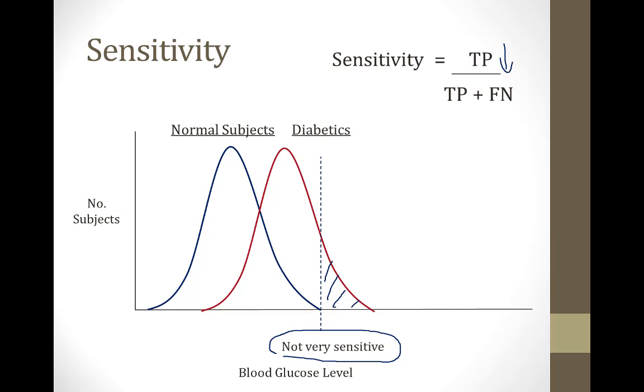And then the bottom number is true positives plus false negatives. And look at all these false negatives. All these diabetics right here are getting classified as false negatives. So this cutoff point way over here on the right is going to make the sensitivity very small. And this is where you put the cutoff points for tests that are not very sensitive.